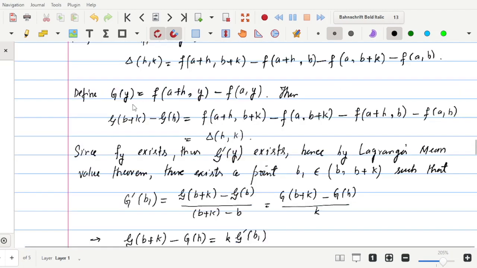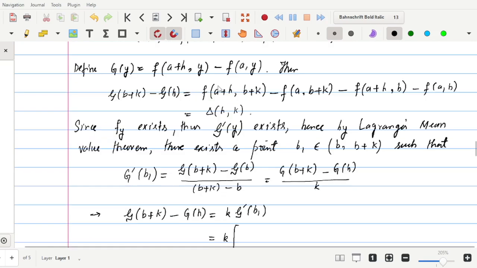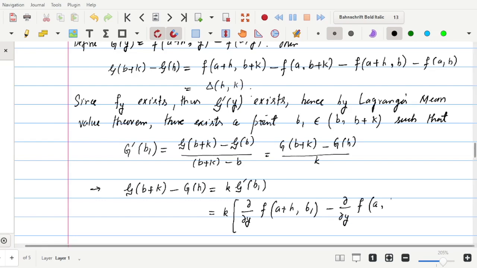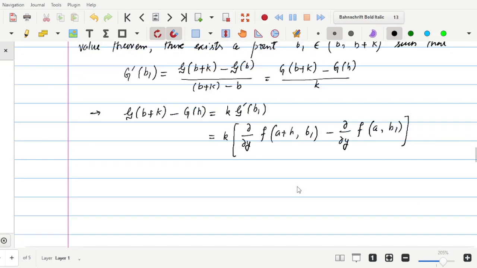We have the function g of y is equal to f of a plus h comma y minus f of a comma y. Therefore we take a derivative of this g with respect to y on both the sides, and this can be written to be equal to del by del y of f at the point a plus h comma b1 minus del by del y of f at the point a comma b1. Let's call this equation number 1.